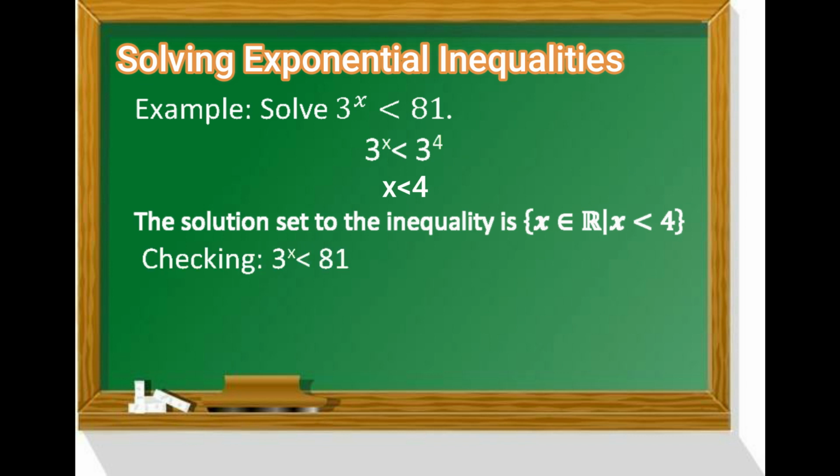Step 3. Check your solution. You may choose any value of x that is less than 4. Let x is equal to 2. Since this satisfies the inequality x is less than 4, 3 squared is less than 81. Then 9 is less than 81, and that is true. Hence, the solution is correct because it satisfies the inequality.